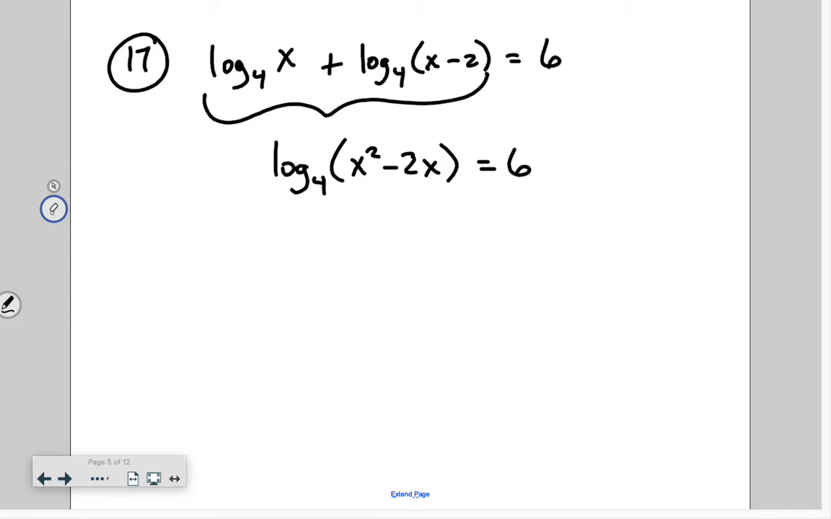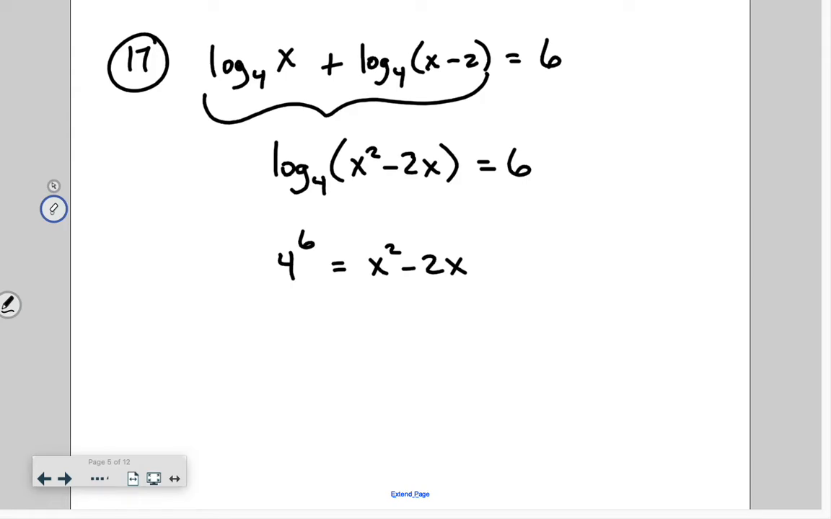Okay? So if I switch this into exponential form, remember we always start with the base. 4 raised to what power? 6. Log always equals the exponent. Yep. 4 to the 6th comes back around and equals the argument then, x squared minus 2x. And now we solve the resulting equation.